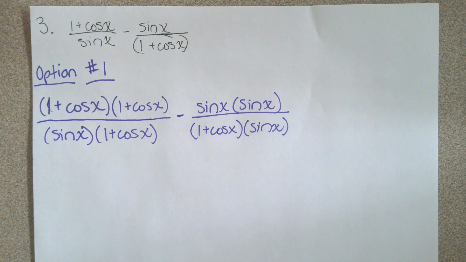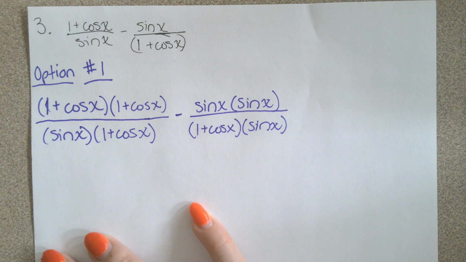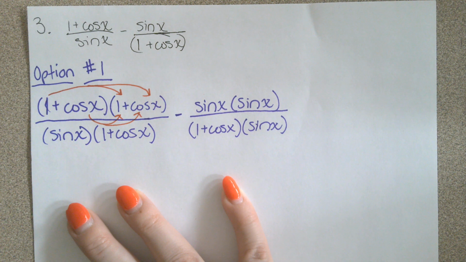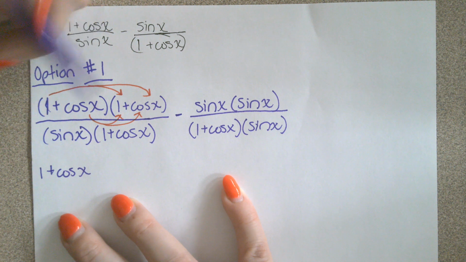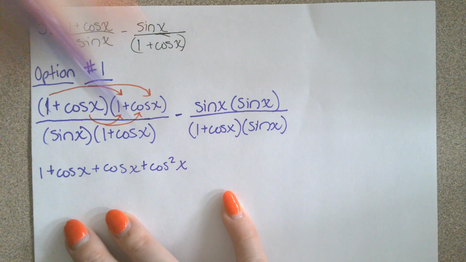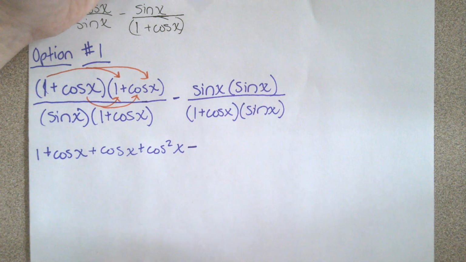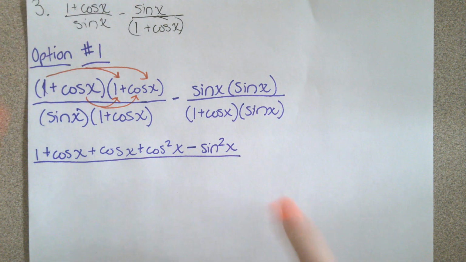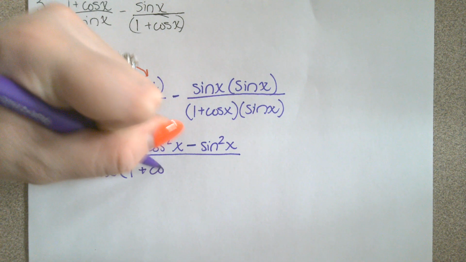All right. Next thing we're going to do is the algebra on the top. So these I'm going to have to FOIL. First I've got 1 times 1, that's 1. 1 times cosine, that's cosine x. Cosine times 1, that's another cosine x. And then cosine times cosine, that's cosine squared x. And then I'm going to go ahead and write this as one big fraction just to save me a step. Minus sine times sine is sine squared x. And then again, don't multiply these together. When you combine them, you only write the denominator one time. Sine of x times 1 plus cosine of x.